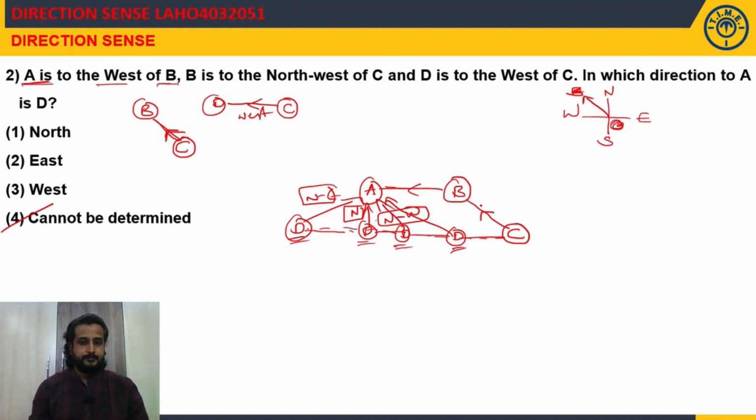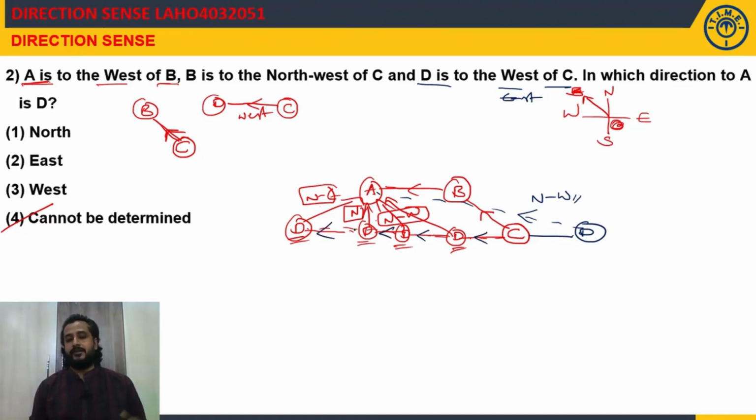Fine. Suppose the question is given in another way: instead of D is west of C, if it is given D is east of C, so D will come this side. Now what is the question asked? In which direction is A with respect to D? Then in this case definitely I can say that it will be northwest. But here it is given D is west side of C. When D is west side of C, I cannot decide definitely. So that's why the answer is cannot be determined.